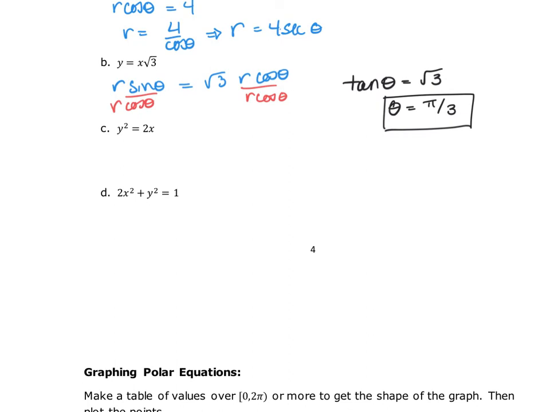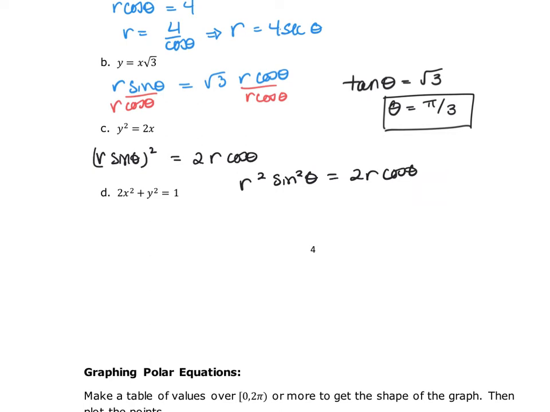Take a look at my next one. I have r sine theta as my replacement for y, and 2, r cosine theta as my replacement for x. So I'm going to have r squared sine squared theta is equal to 2r cosine theta.